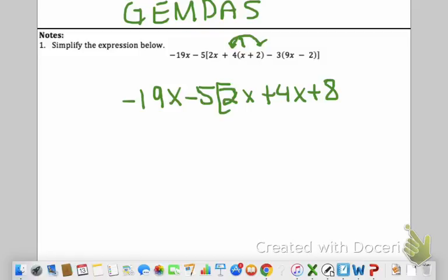So now that we've gotten rid of that first set of parentheses, we're going to move on to the negative 3. So now notice I said negative 3 and not just 3. In algebra, whatever sign is in front of that number stays with that number. So we are distributing a negative 3. So negative 3 times positive 9x is negative 27x. And negative 3 times negative 2 gives us a positive 6.